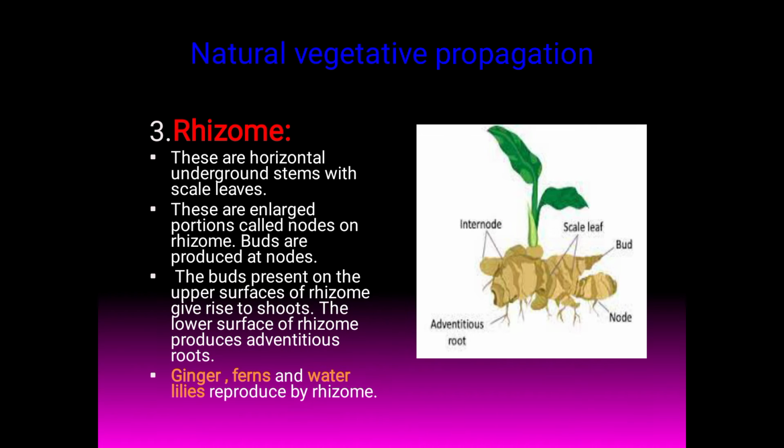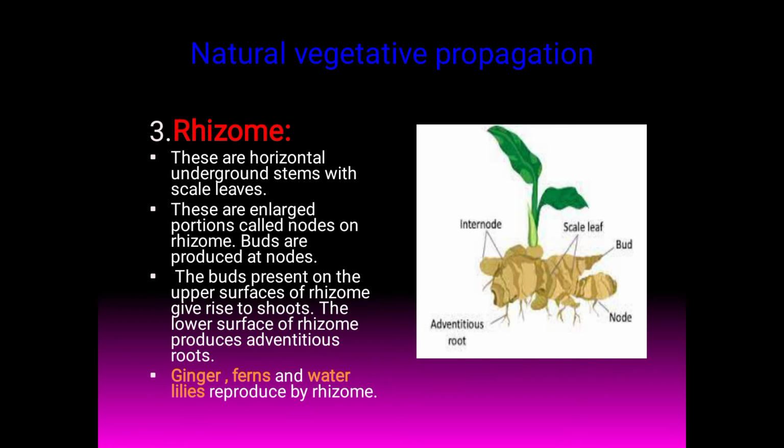Rhizomes. Rhizomes are horizontal underground stems with scale leaves. These have enlarged portions called nodes on the rhizomes, and from these nodes buds are produced. The buds present on the upper surface of the rhizome give rise to shoots, and the lower surface of the rhizome produces adventitious roots.